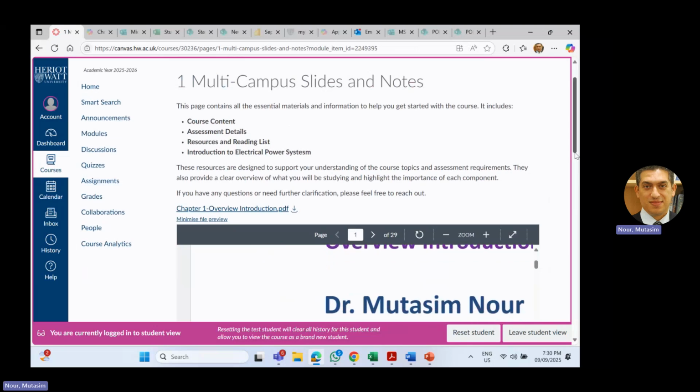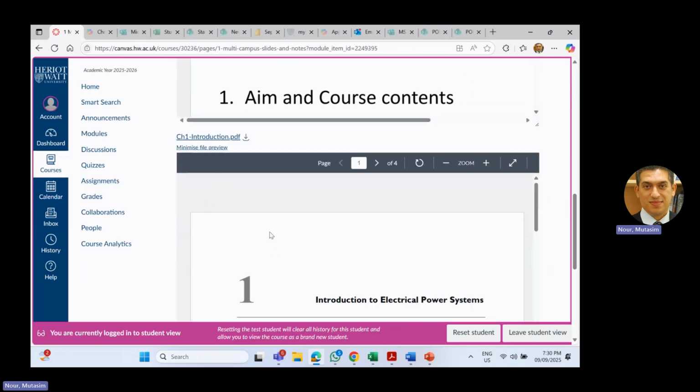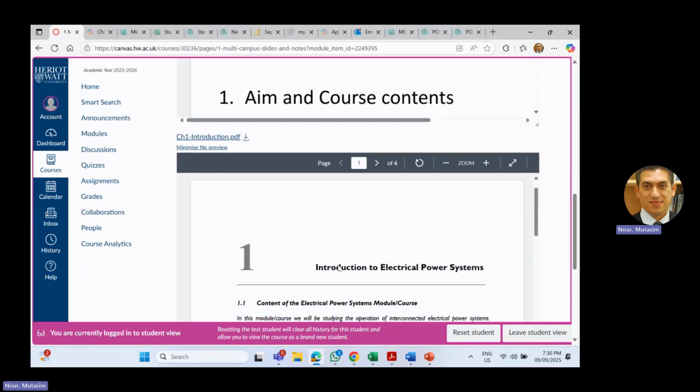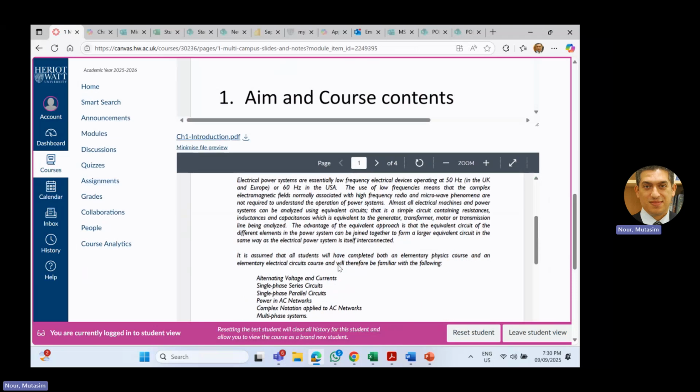Notice that because it's an overview introduction, this is chapter 1 of the book I'm talking about. So there are two documents: one is the slides, and the other is the chapter itself. Even the pages are numbered, so when you download chapter 1, chapter 2, chapter 3, you can make a nice textbook.